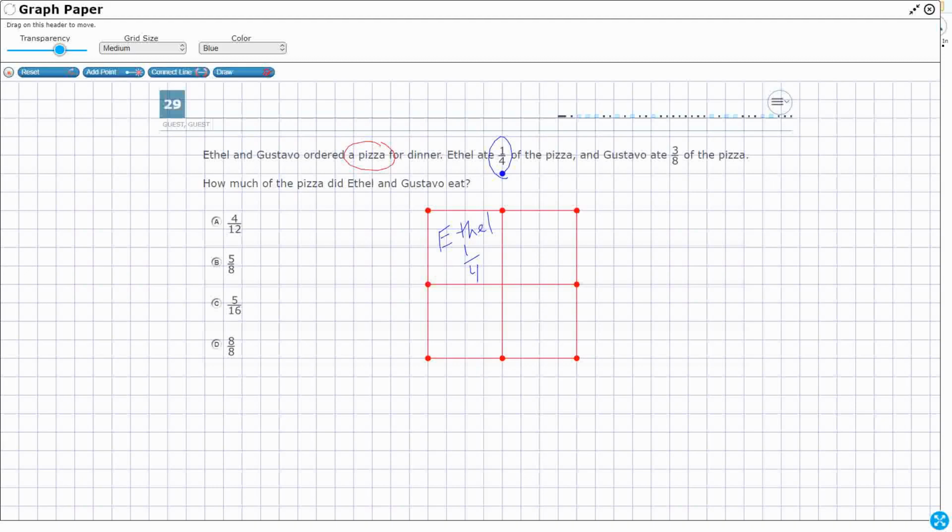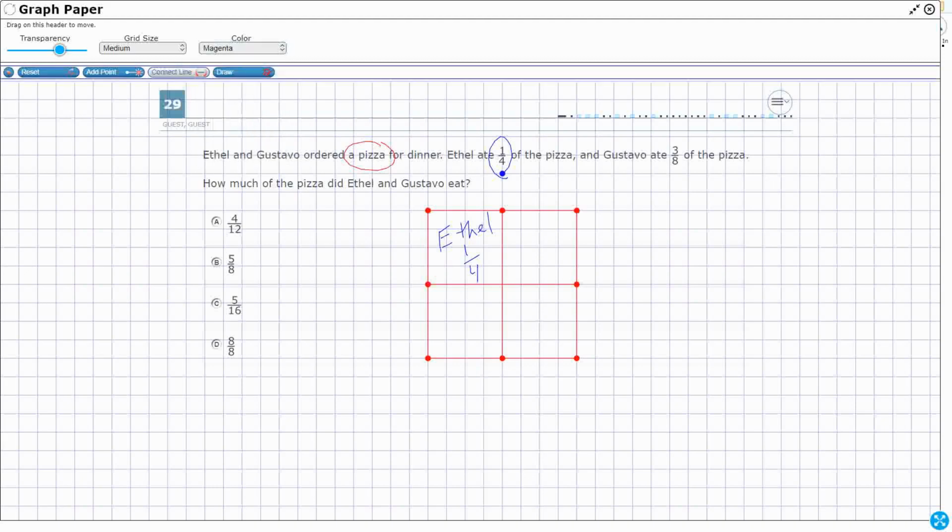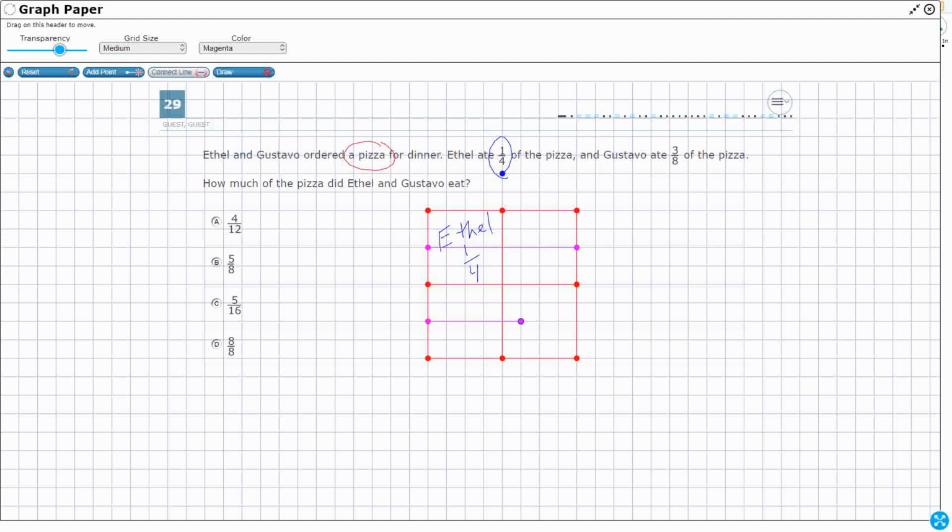But hopefully we know that there is a relationship between fourths and eighths. Watch, I'm going to do light magenta here. I'm going to take each of my fourths and cut them in half. If you take a fourth, cut it in half, you actually get an eighth. So look, now I've got eight sections. Ethel has still eaten her entire fourth. Okay.